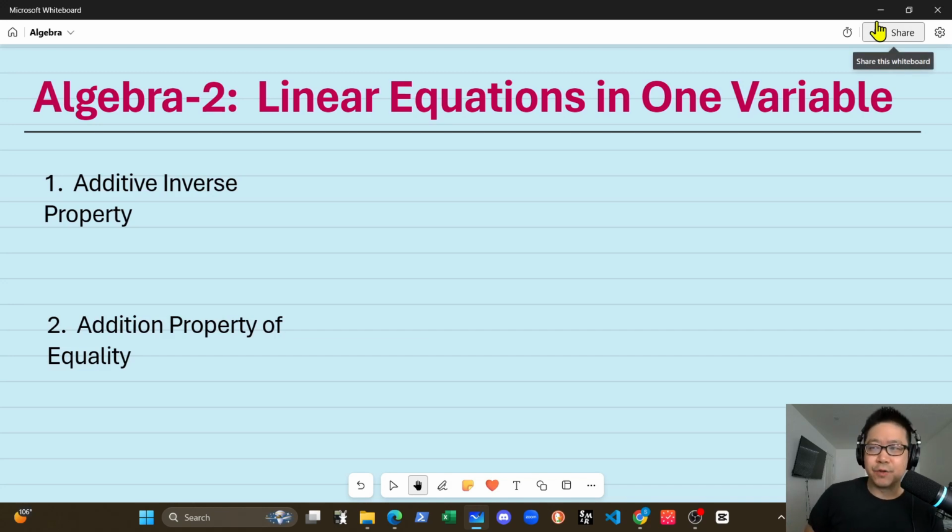And welcome to the very first lesson of Algebra 2, solving linear equations in one variable.